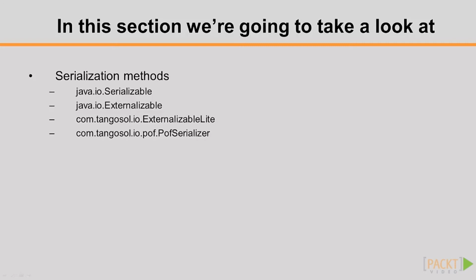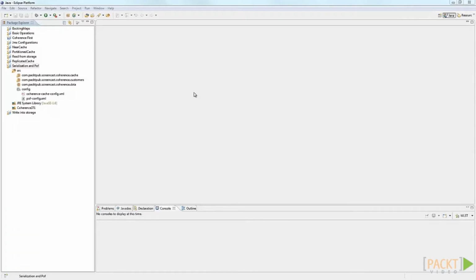We've used portable object format serialization so far in our examples, and in this section we'll learn about it in depth. Before beginning with the examples, you should download the serializer.zip file and extract it into your workspace. After extracting and importing the unzipped file into your workspace, let's take a look at the POF config XML file in the config folder of your project.